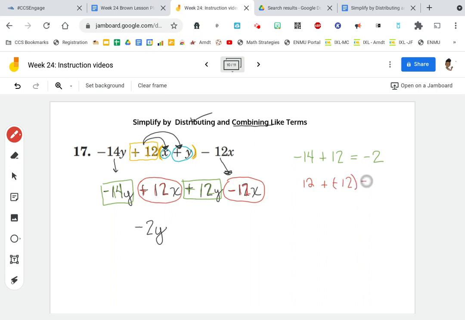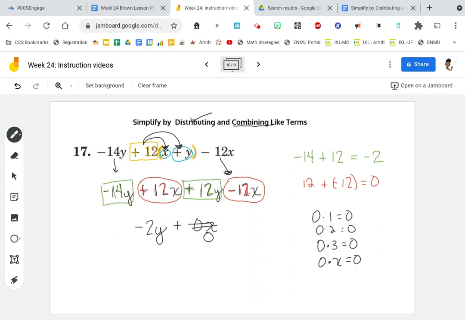So positive 12 plus negative 12 is 0. So technically I'm adding a 0x. But here's the deal, guys. 0 times 1 is 0. 0 times 2 is 0. 0 times 3 is 0. 0 times x is also 0. 0 multiplied by any number is 0. Therefore, this 0x is just 0, which is nothing, and we don't really need to write it down.